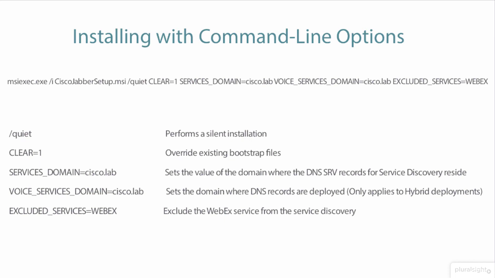Next, I'm going to set the SERVICES_DOMAIN to cisco.lab. And this value is going to set the value of the domain that your DNS SRV records for the Jabber for Windows service discovery process reside in. In this example, cisco.lab is the domain that I'm going to do that DNS SRV record lookup against. VOICE_SERVICES_DOMAIN equals cisco.lab.